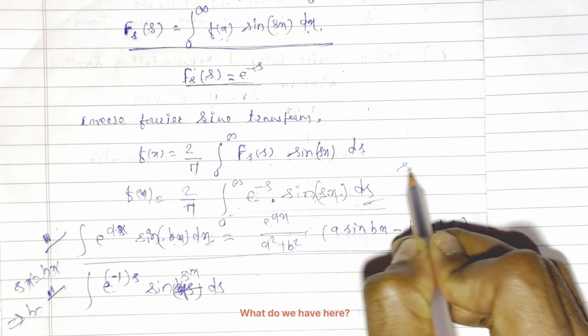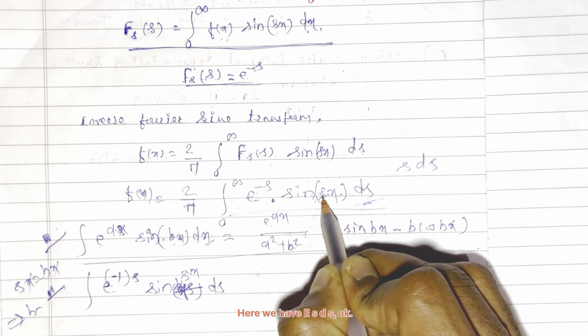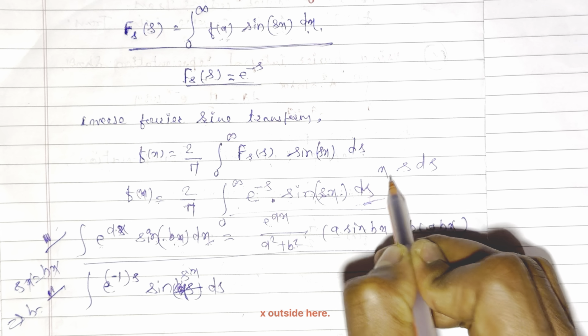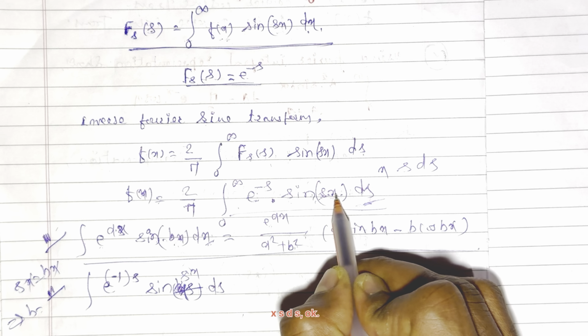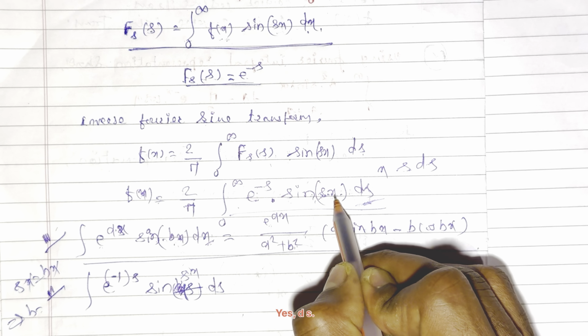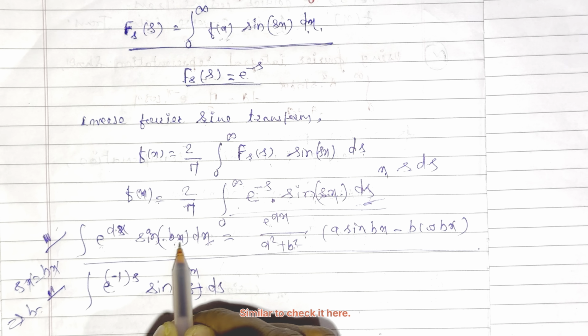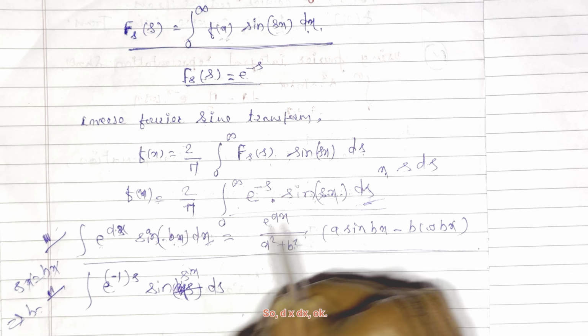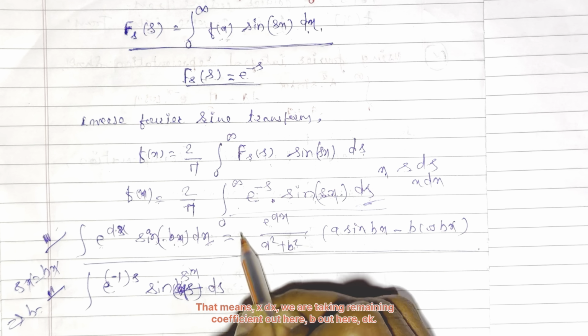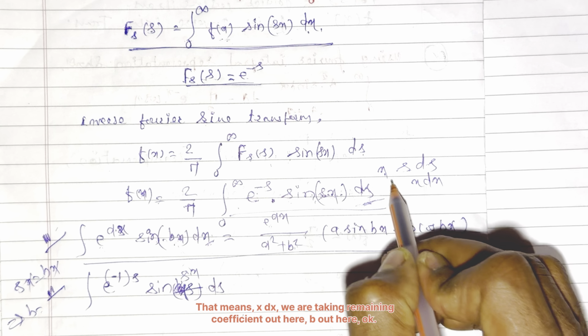What we have here is sin sx dx. Okay, x outside here, x sin sx dx. Similarly, check it here, bx dx. That means x dx, we will take the remaining coefficient out here, b out here.